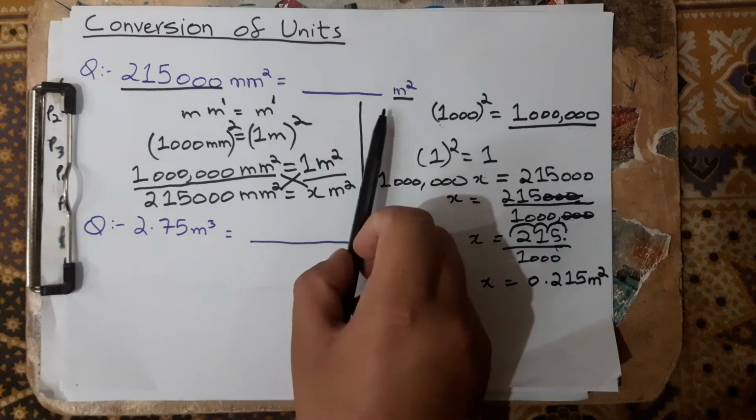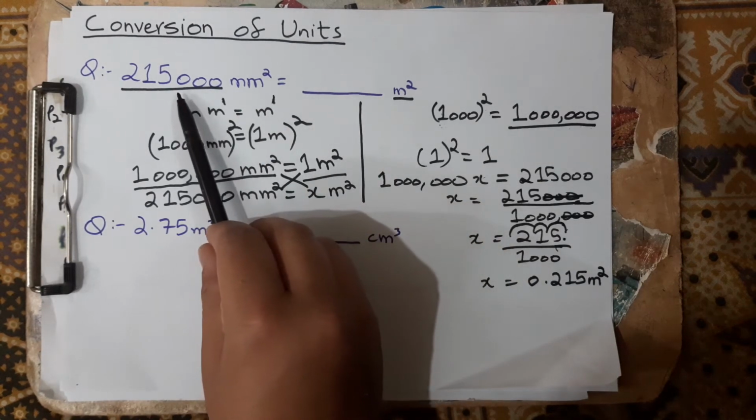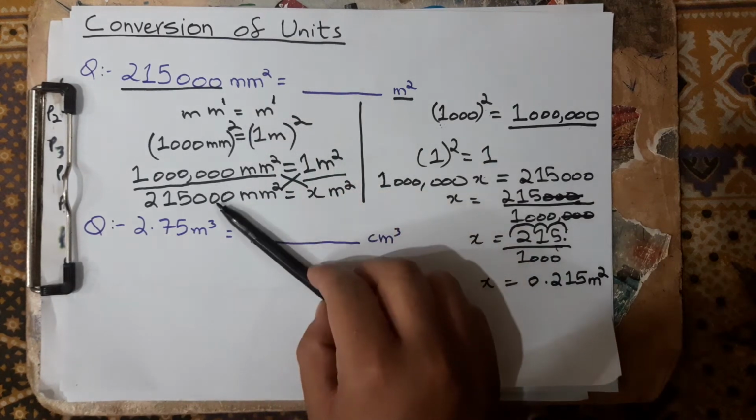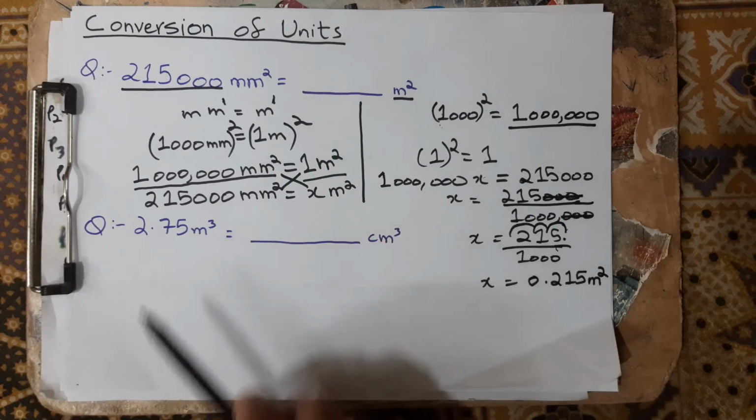Now if we go to the question, it is written 15,000 millimeter square is how many meter square. We will write this question as it is over here.